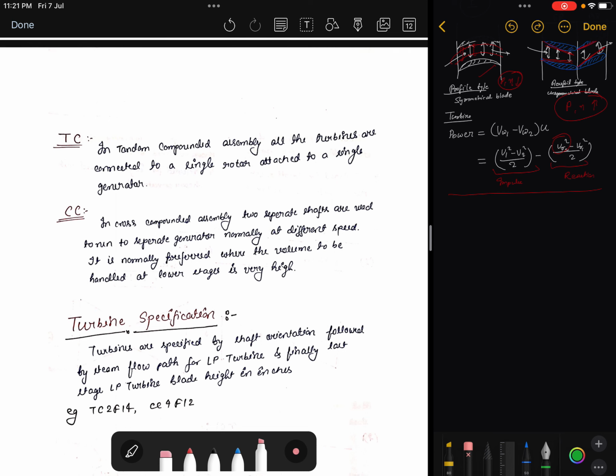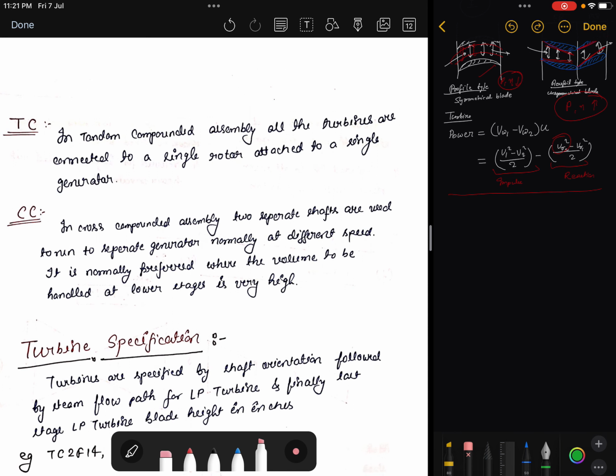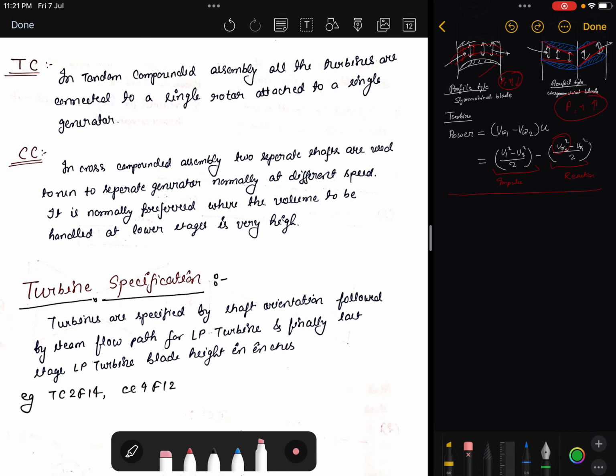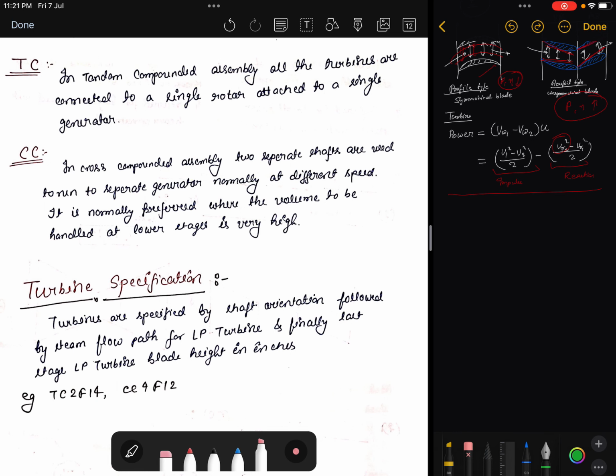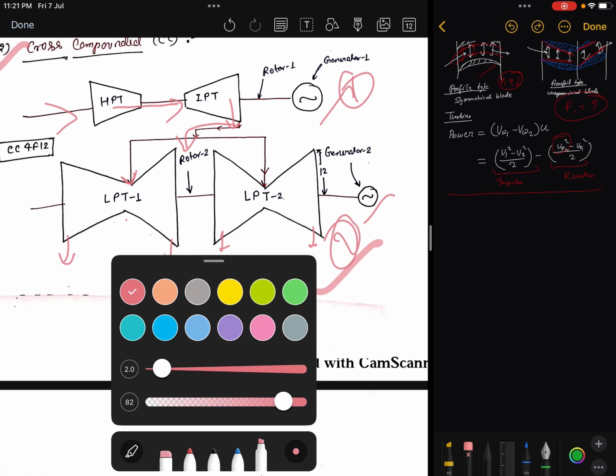So in the tandem compounded assembly, all the turbines are connected to a single rotor attached to a single generator, like we have seen in the figure. And in the cross compounded turbine, in the assembly, two separate shafts are used to run two separate generators, normally at different speeds. So the first series and second series are at different speeds.